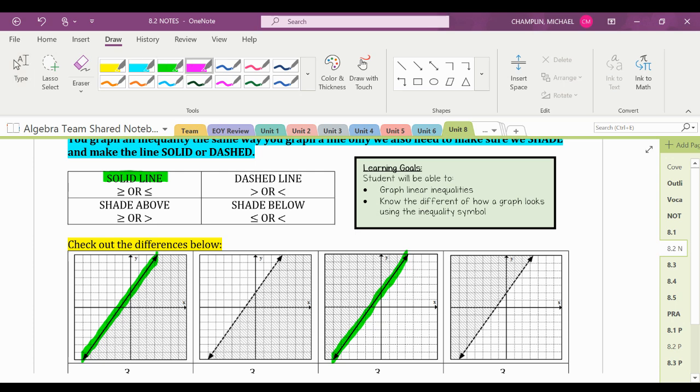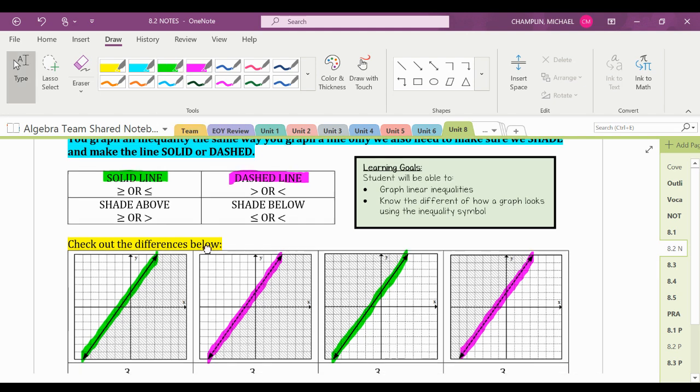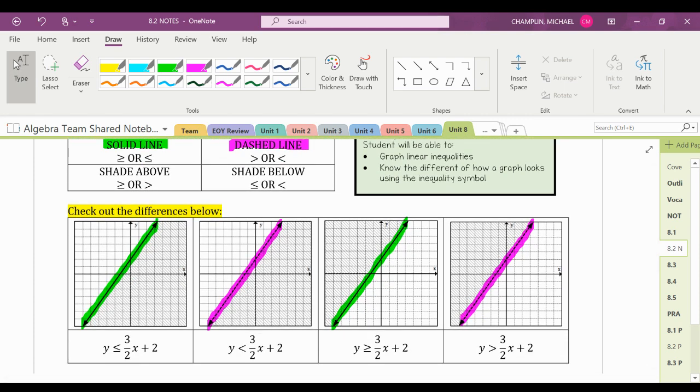However, it will be a dashed line. Your line inequality will be a dashed line if the point is not included. So that is just for the less than or greater than, right? No equal signs. That means the values will not be on those lines. All right. However, we must shade also because the values can be beyond these lines, right?